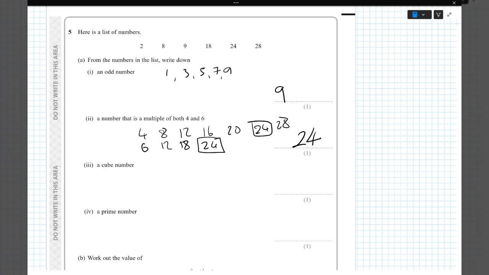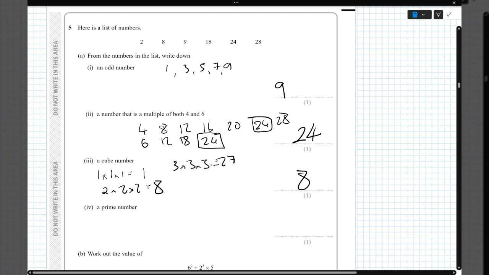Write down a cube number. Well, our cube numbers are 1 times 1 times 1, which is 1. 2 times 2 times 2, which is 8. 3 times 3 times 3, which is 27. 27 isn't there, but 8 is. So we'll write that one down.